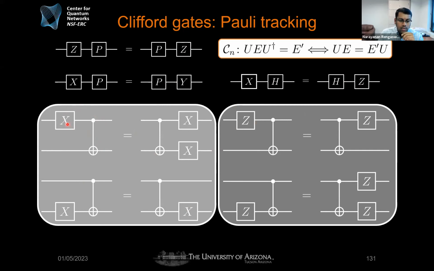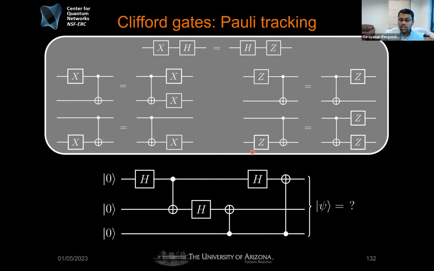So if you have an X at the input of a CNOT and then the CNOT, you can as well do the CNOT first and then the X's on both control and target. Similarly, if you have an X on the target at the input of a CNOT, then nothing happens if you swap the order. And similarly, there are rules for Z. So this is kind of like a nice cheat sheet. And armed with this cheat sheet, let's try to understand the circuit that we saw earlier, right? So you have these three input states, and you have this circuit, which contains only Clifford gates, Hadamards and CNOTs, and you are interested in the output.